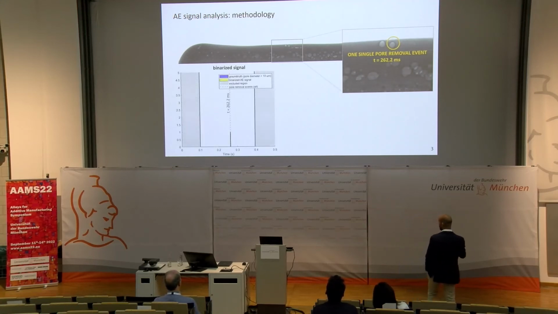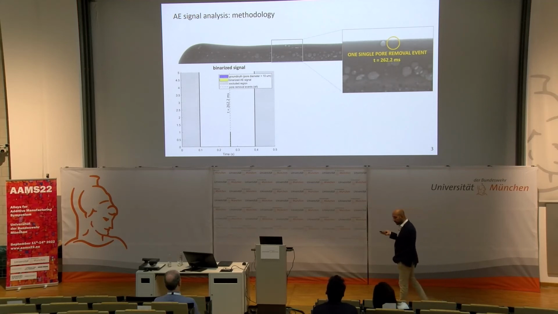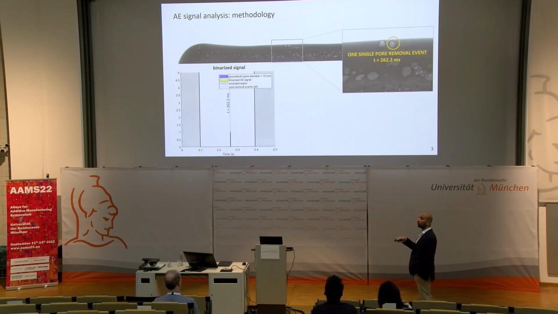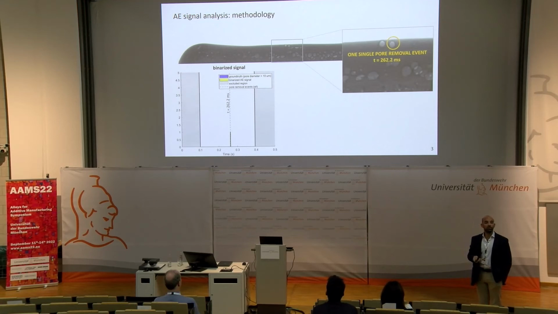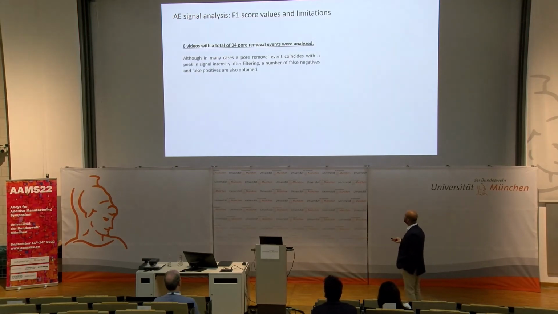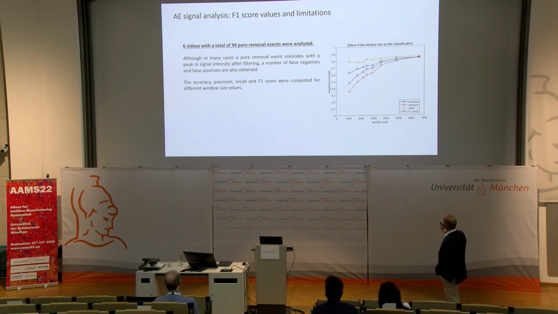So for this study, we did windows. We split the acoustic signal into windows of certain sizes. And for prediction and ground truth, if both coexisted in that window, of course you get a score of 1. And if one exists and the other one doesn't, you get a score of 0. So here we did 6 videos and 94 pore removal events. And you can see the results. It really depends on the window size and the resolution of noticing this effect that you would like to have.